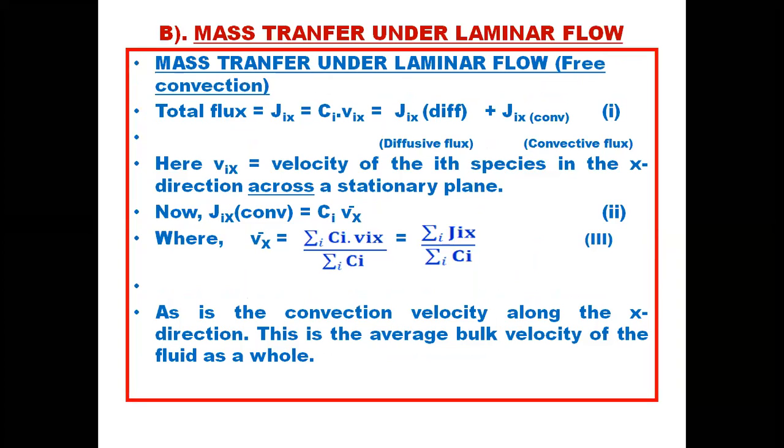Mass transfer under laminar flow with free convection. The flux Jix equals Ci Vix, which equals Jix diffusion plus Jix convection. Here, this term is for diffusive flux. This is for convective flux. Here Vix is the velocity of the ith species in the x direction across a stationary plane. Now, Jix convection equals Ci Vx bar, where Vx bar is the summation of Ci Vix divided by summation of Ci, which is equal to total flux by total concentration. Vx bar is the convection velocity along the x direction. This is the average bulk velocity of the fluid as a whole.